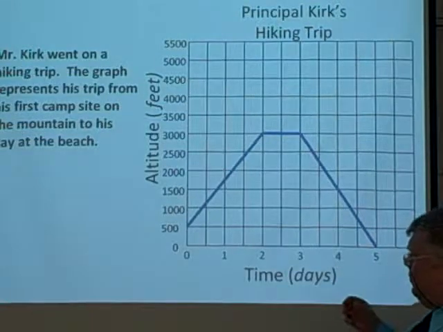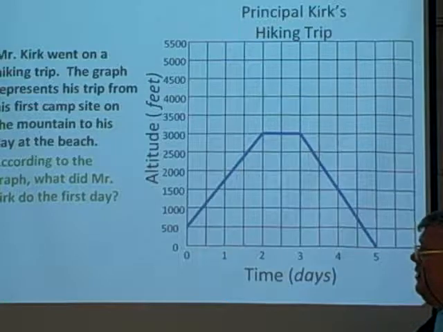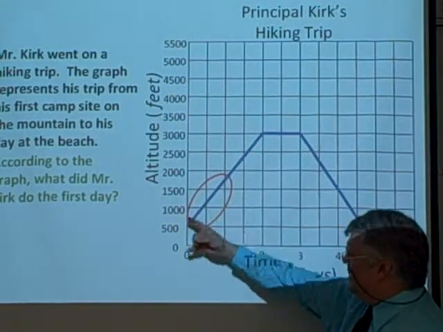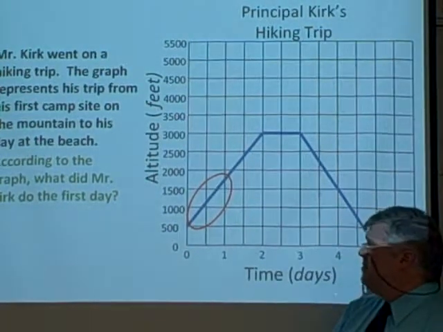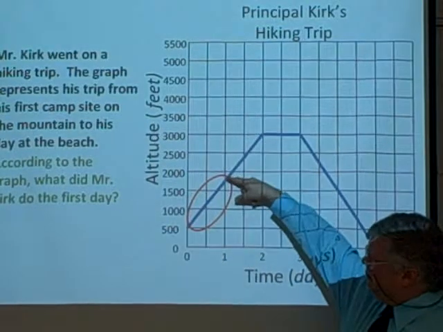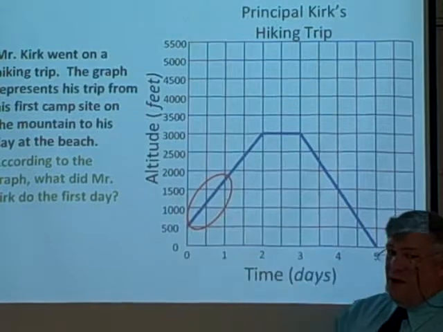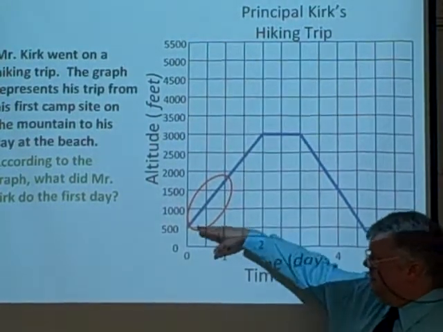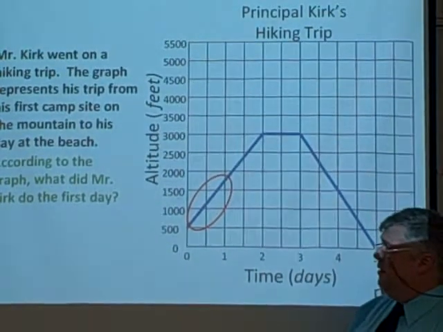All right. The next question is, according to the graph, what did Mr. Kirk do his first day? Well, his first day would be represented by this part right here, from 0 to 1. That's his first day. What did he do? Well, he started off at the camp, and he didn't quite reach the top yet, did he? No, but he did make some progress. Is he going up or down? Well, his height started at 500, and somewhere here at 1750, so he is going up.